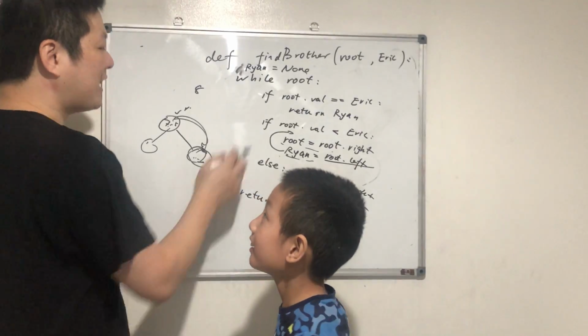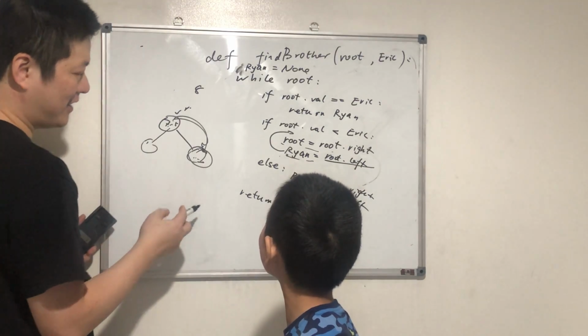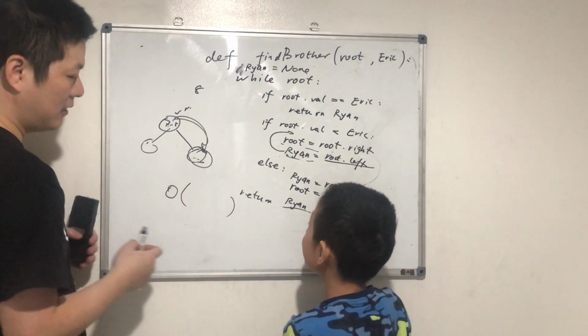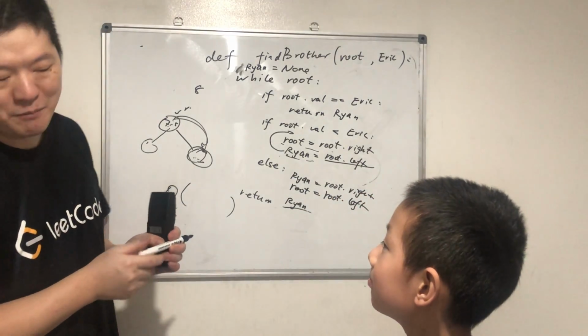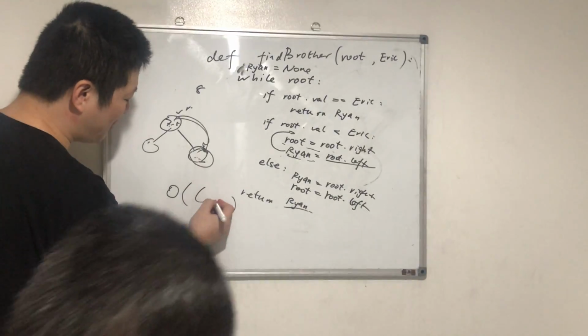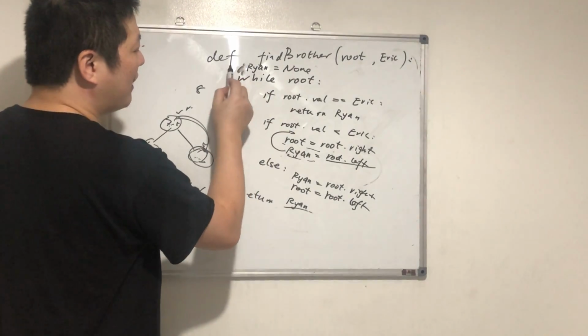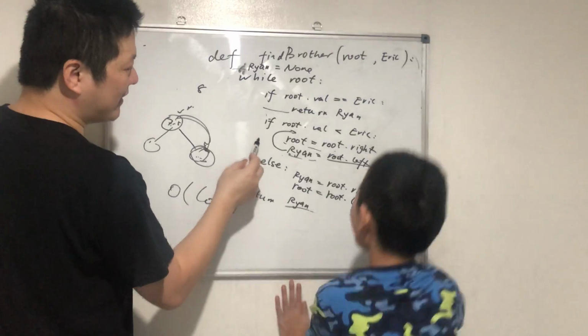Okay, what's the time complexity? What's the time complexity? O of N? Come on, it's the same as the previous one, log N. We are adding just an extra bit, Ryan here. Extra bit.